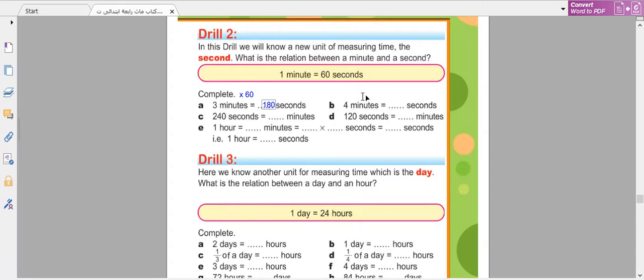4 minutes equal 4 times 60 because from minutes to seconds we multiply by 60. 4 times 60 equal 240 seconds. Here, 240 seconds equal how many minutes? Here, from small to great we will use division operation.